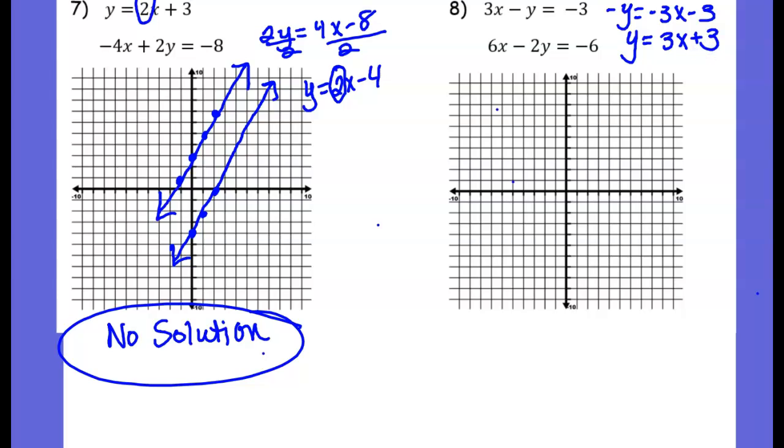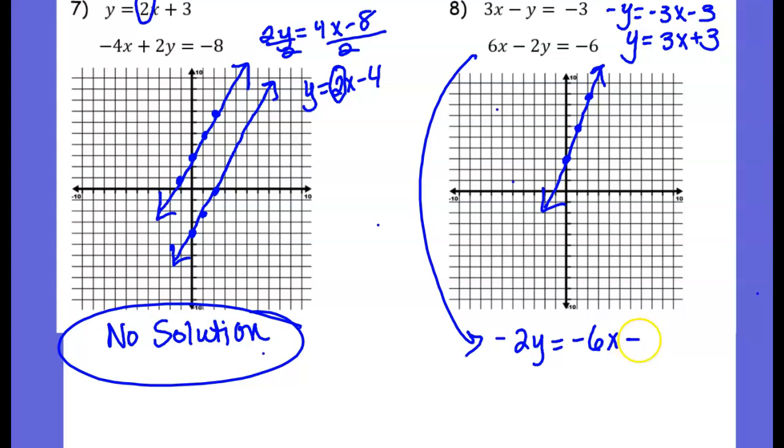So I'm going to graph that. My y-intercept is 3. My slope is going to be 3. Okay, there it is. I draw the line. Now the second equation, let's move down here to do this. I'm going to put it in slope-intercept form. I just brought the 6x to the other side by subtracting. And now I'm going to divide everything by negative 2. When we do that, y is equal to 3x plus 3.